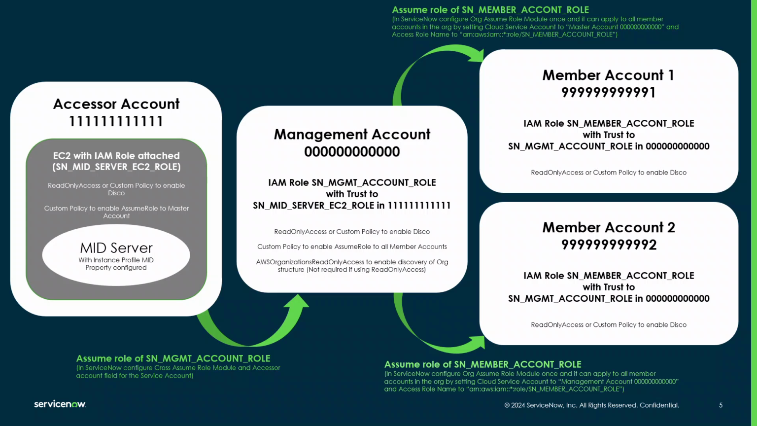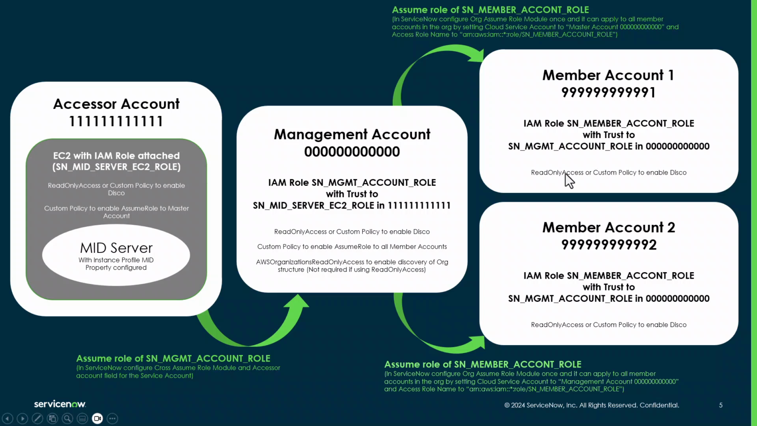So again, going back to our diagram, in part one, we covered the accessor account setup with the MID server being installed on an EC2 with a role attached to it. In part two, we covered the management account setup where we created an IAM role with a trust relationship to the accessor account and the role that exists there, in addition to setting up the policies. And today, in part three, we're going to cover the member account setup.